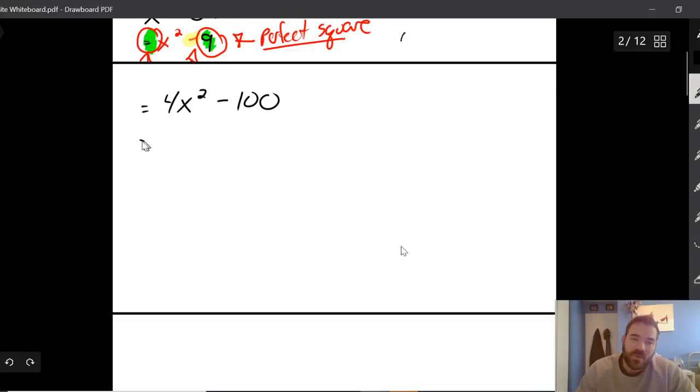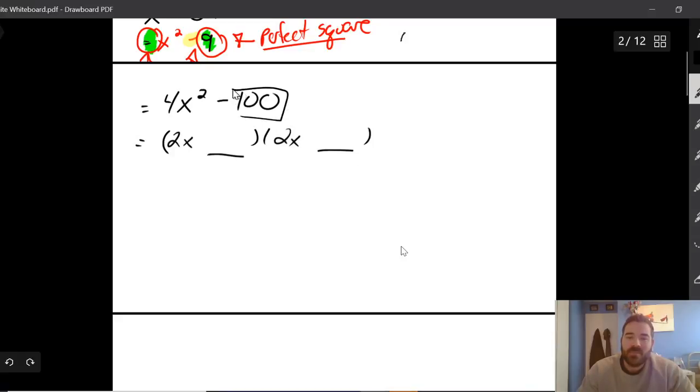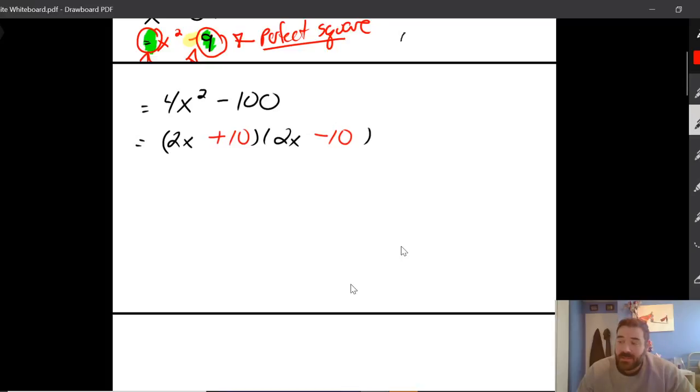And because I know it's a difference of squares, my factor rule is quite simple. I know that these 2 terms here have to be the square roots of this number because they'll multiply together to give me 4. So this has to be 2x and 2x. And I know that these values have to be the square root of the absolute value of negative 100, so the square root of 100, but one's going to be positive and one's going to be negative. So this is going to be plus 10, and if that's plus 10, this is going to be minus. And that's really it. That's all there is to difference of squares.